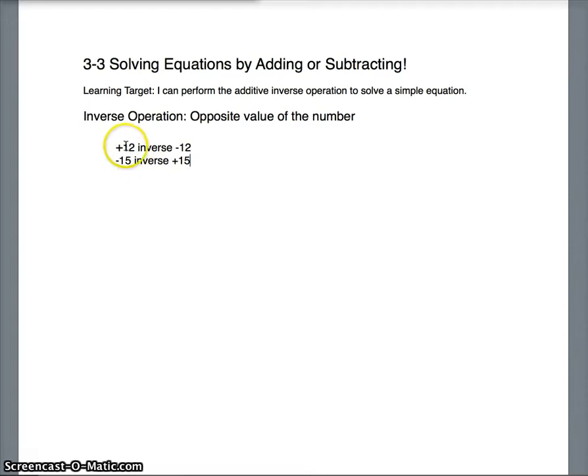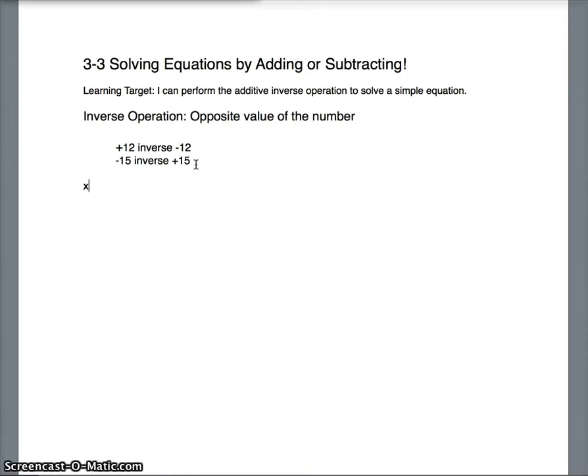And please remember, this can also mean addition and this can mean subtraction. And that's what we're going to be getting into today. So this can be add 12, and the opposite of adding 12 is subtracting 12. And for this one, the opposite of subtracting 15 is adding 15. All right. So if you need to, pause the video and write that down, kind of wrap your head around that. And let's go ahead and look at our first example.